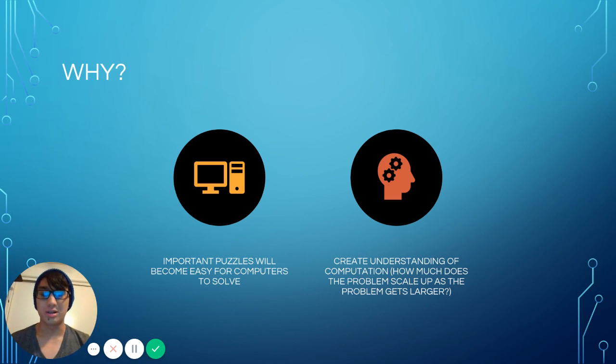So why would we want to solve this? There's many different puzzles and data for mathematics, computer science, biology, medicine. So think of curing cancer or protein folding. Important puzzles will become easier for computers to solve if we can solve this, because then these NP problems, which are all in all those fields, would be able to be solved in a polynomial time, which means that they could be solved faster. And this would also create understanding of computation.